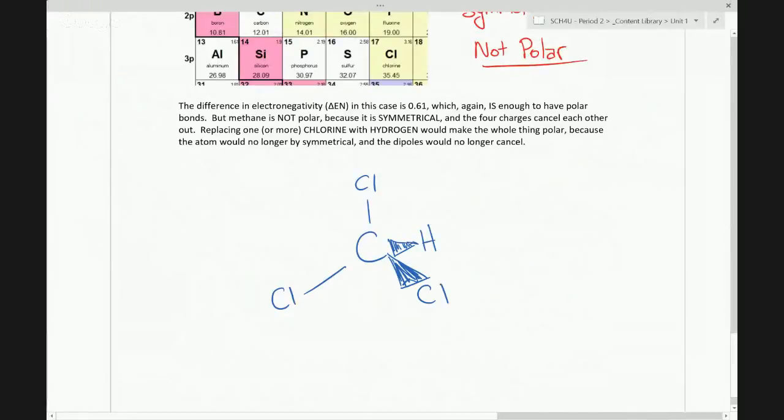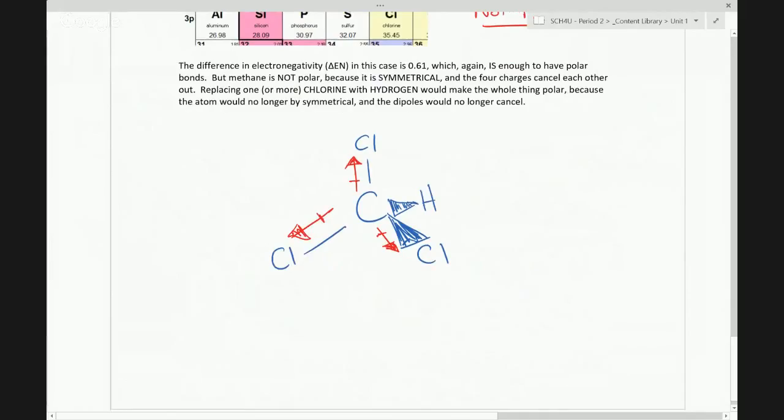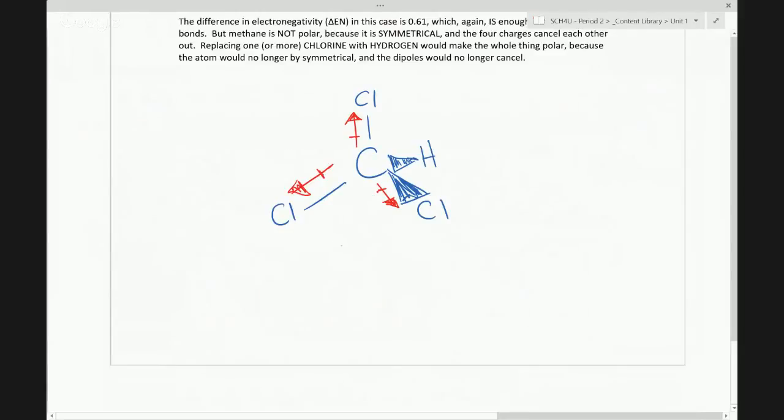Well, now we would have a dipole going this way, a dipole going this way, and a dipole going down towards the chlorine, but we wouldn't have a dipole going back towards the hydrogen because that bond isn't polar. And so we would end up with these three that would produce a net dipole. And so we would say the molecule is polar because it's not symmetrical.